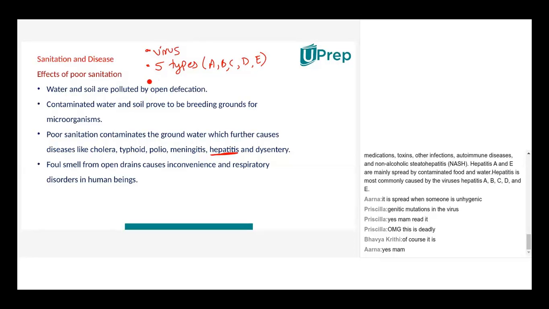So hepatitis A or hepatitis B spreads through contaminated food and water. Hepato means liver, and itis, what is the meaning of itis? Anything which ends with itis means inflammation, swelling of that place. Sinusitis, hepatitis, meningitis.